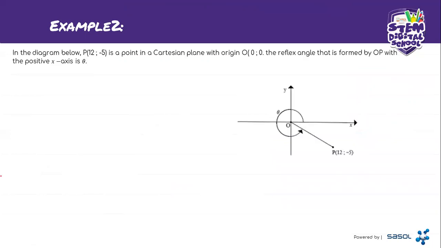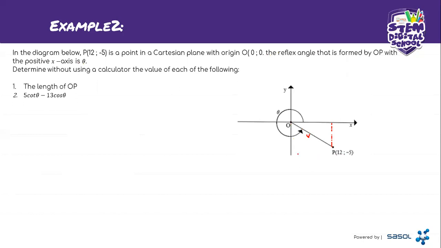Example 2. In the diagram below, P(12, -5) is a point on a Cartesian plane with origin O(0, 0). The reflection angle that is formed by OP with the positive x-axis is theta. You can see the terminal arm is on the fourth quadrant, and if you draw a line like this, then 12 is for x and -5 is for y. So what we don't have is the value of r. Now determine the length of OP, which is the value of r.